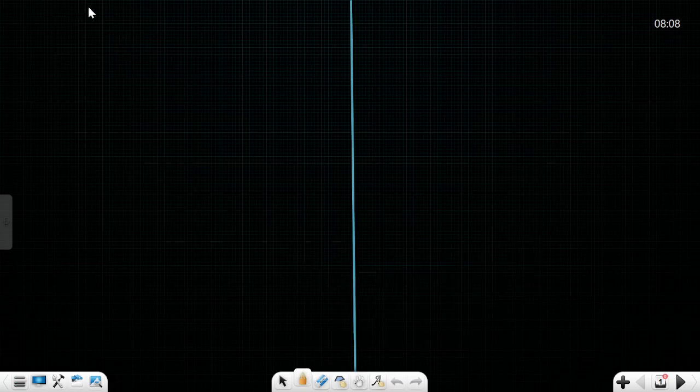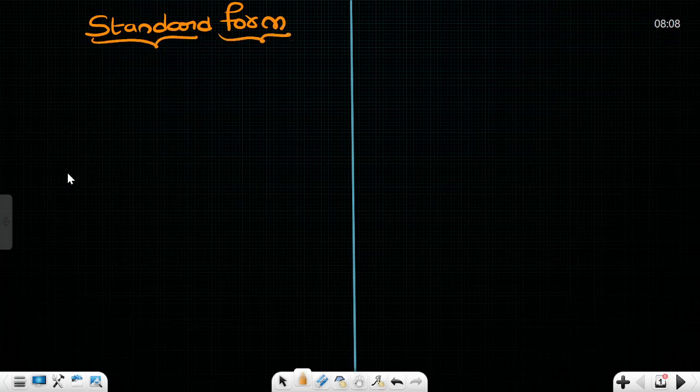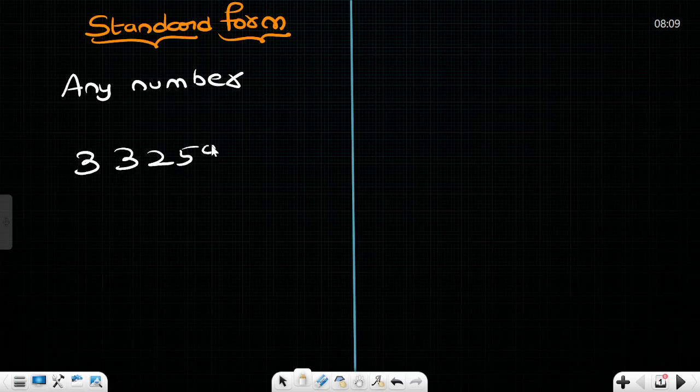Now we are going for the third part, that is standard form of a number. So what is standard form? Any number is given to you. Let's say, for example, 332,589.23. This is the number given to you. This is not in standard form.